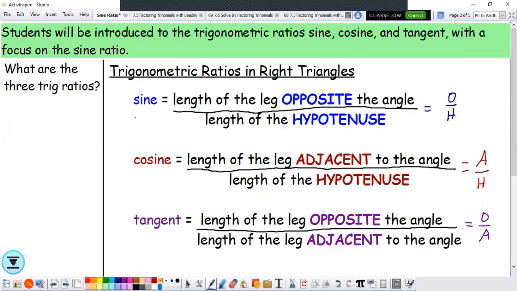Also, on a calculator, or even in text, you will see these abbreviated. Sine will look like sin, but we pronounce it as sine. Cosine is just cos. And tangent is just abbreviated to tan, but we do read it as tangent.